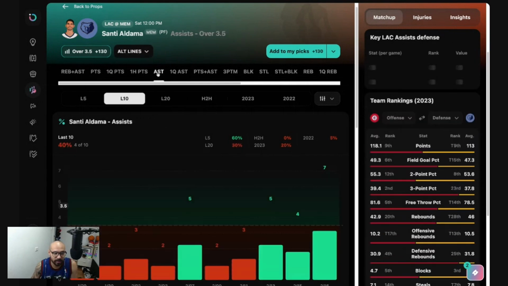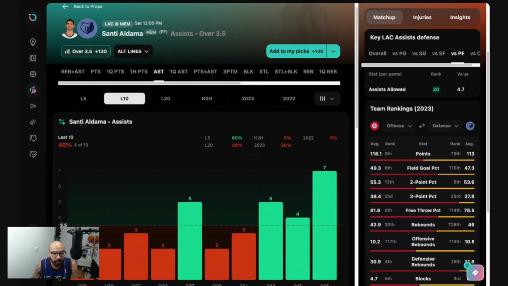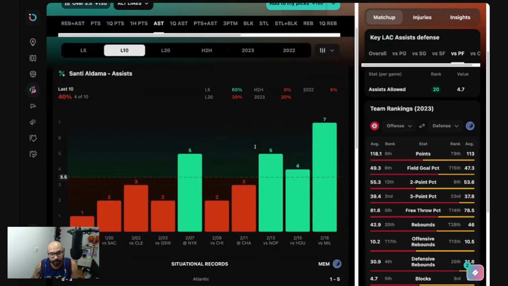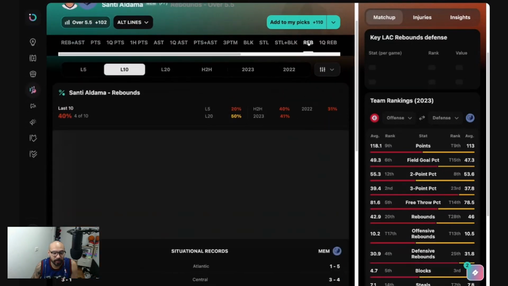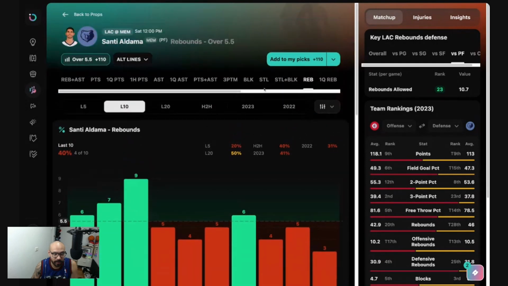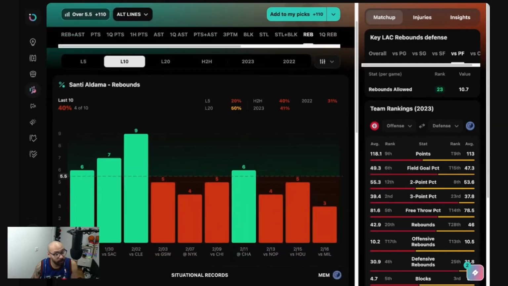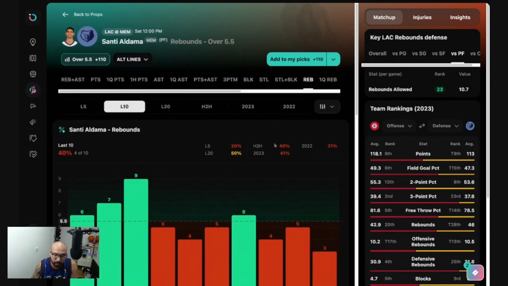So assists, his line's at 3.5. There you go, 3.5, and you can get that for plus money. That looks interesting to me. If we're looking at his rebound line, it's 5.5, and you can get it for plus 110. Problem is, he's only hit this in 1 out of his last 7 games. So that would make me a bit hesitant. The matchup is pretty good, though.